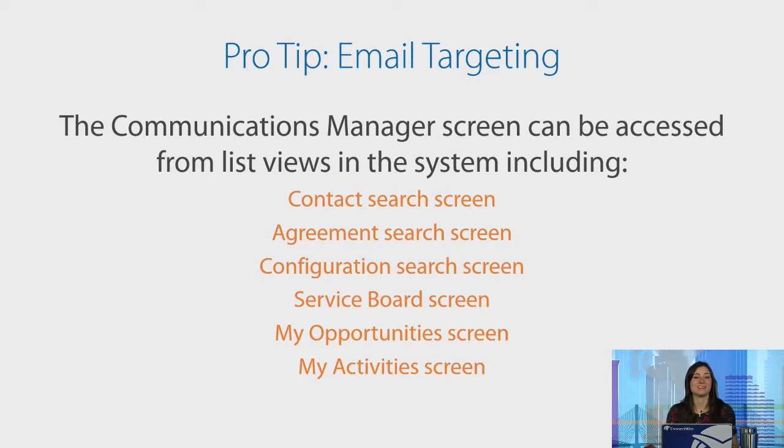As a pro tip, speaking of email targeting, the communications manager can be accessed from a bunch of different list views, which makes it even easier for us to build these groups and send these mass emails. For example, in the contact search, I can look for contacts that are all listed as decision makers for their companies. I can select them all and then send to the communications manager directly from that list view. This means that I can send out a quick blast to all my primary contacts, all my decision makers, or I can use that to create a group to email them later on called primary contact companies.